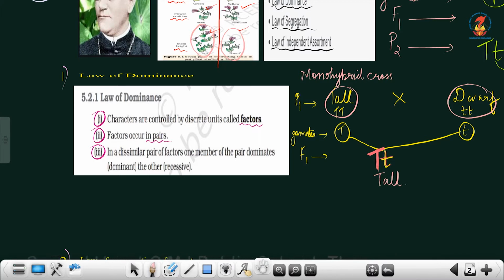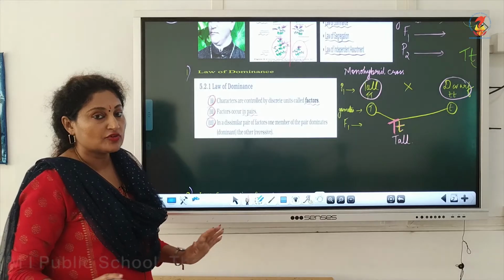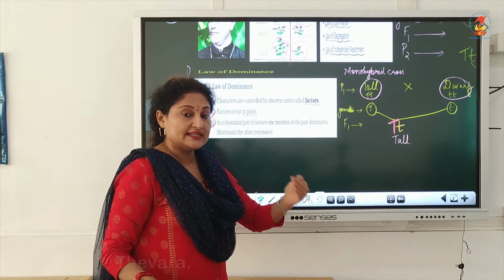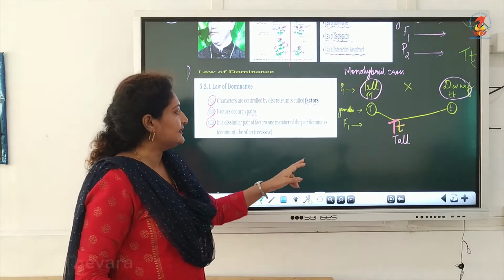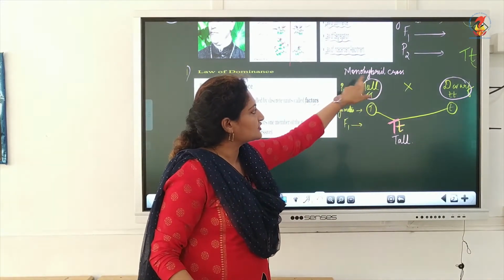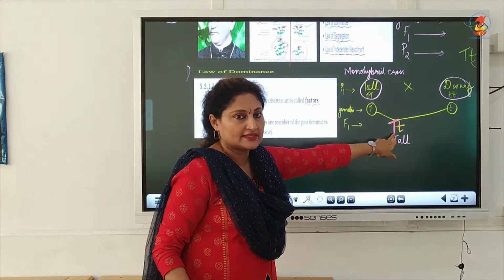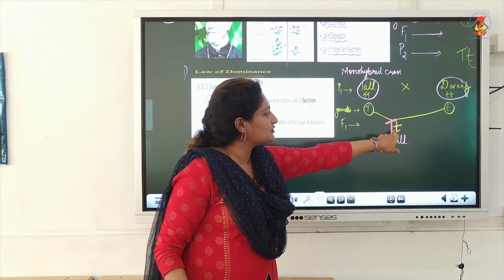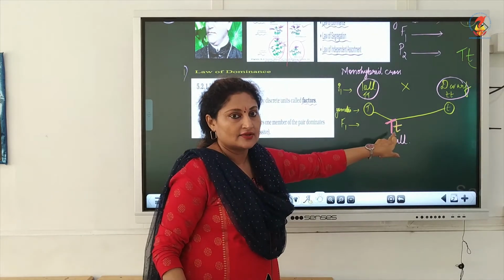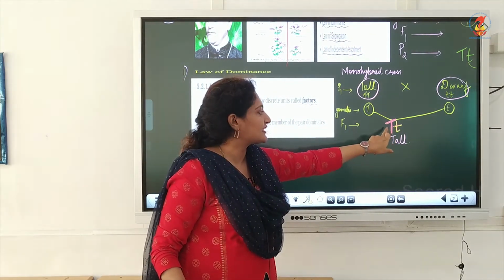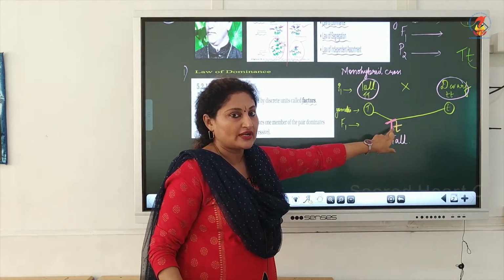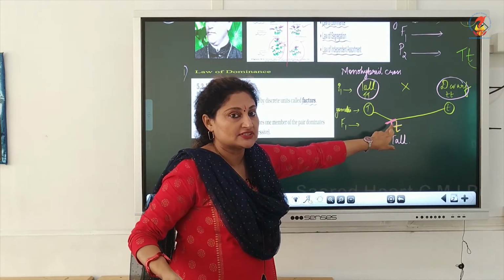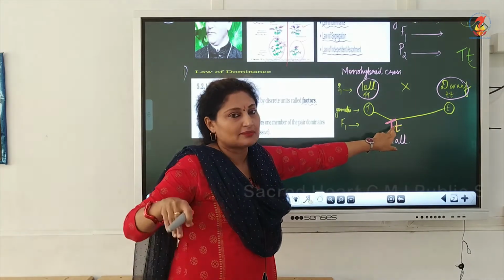And third, in a dissimilar pair of factors, one member of the pair dominates while the other is recessive. Another name for factor is allele. Mendel gave the name factor, now it is called allele. This is the illustration of it. This offspring has two dissimilar alleles, not similar alleles, one capital T and the other small t. Capital T expresses because it is dominant and small t is suppressed.